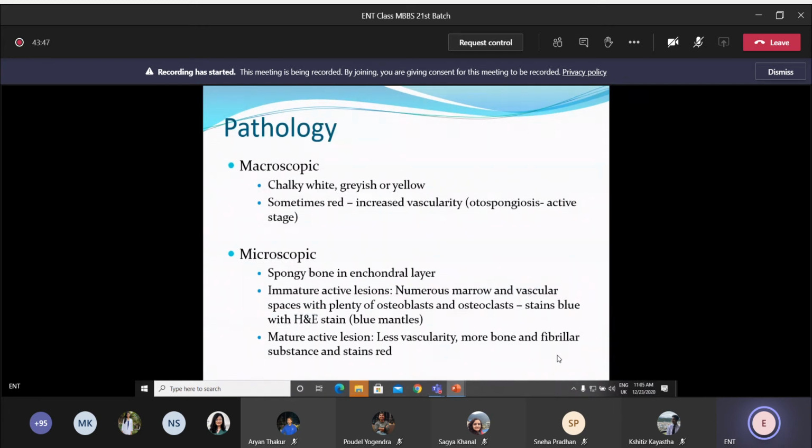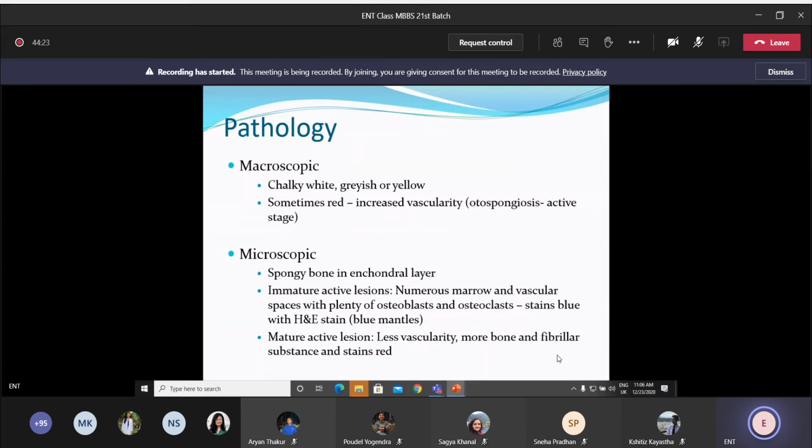Now, if you look at the pathology, the macroscopic and microscopic features. If you look with your naked eyes, what would you see? You would see a chalky white patch, which is grayish or yellow in color. Sometimes you would find it even reddish. This is due to the increased vascularity. Like I told you, the process is in an active stage, and this is also known as otospongiosis. Due to the increased vascularity, you get that reddish color.